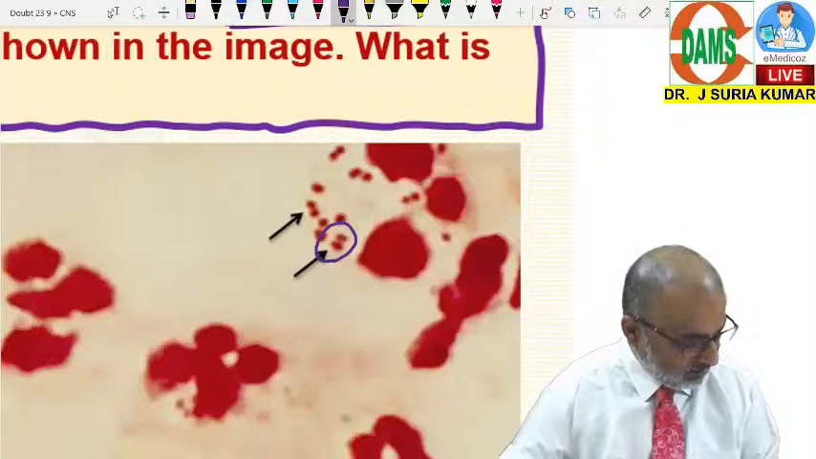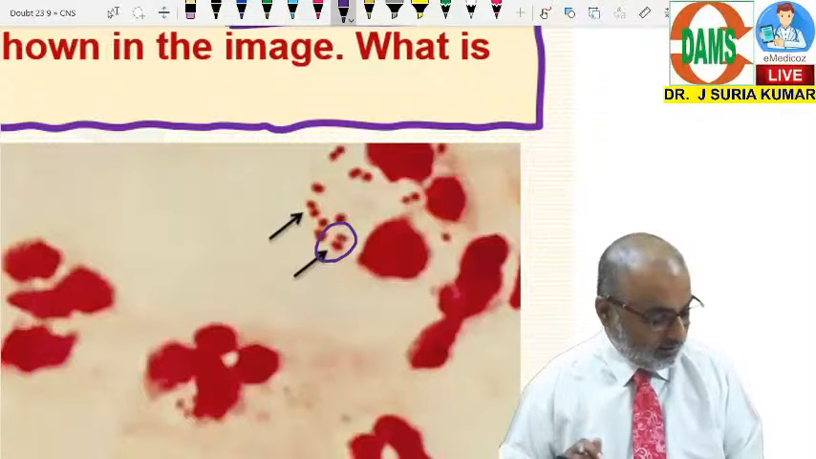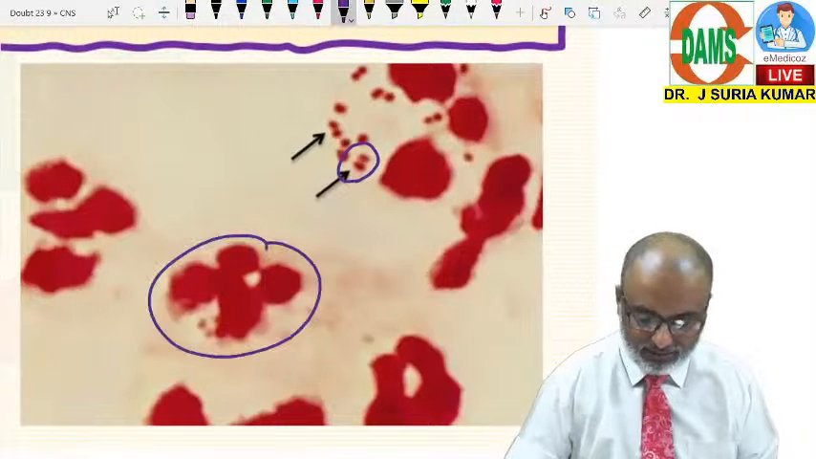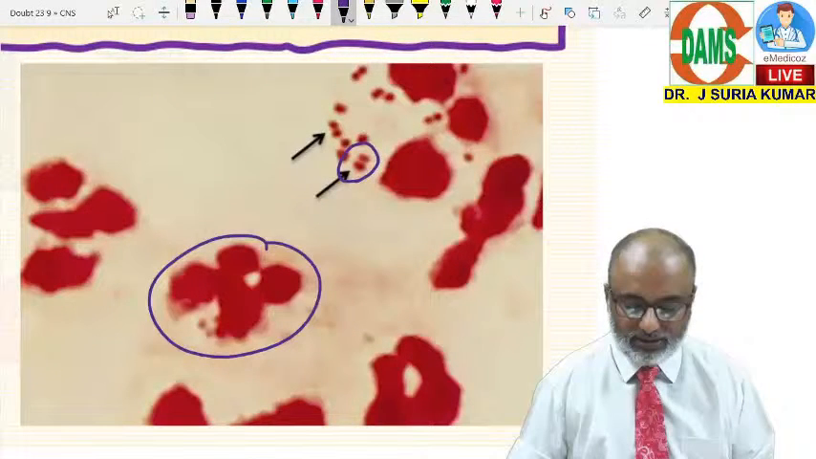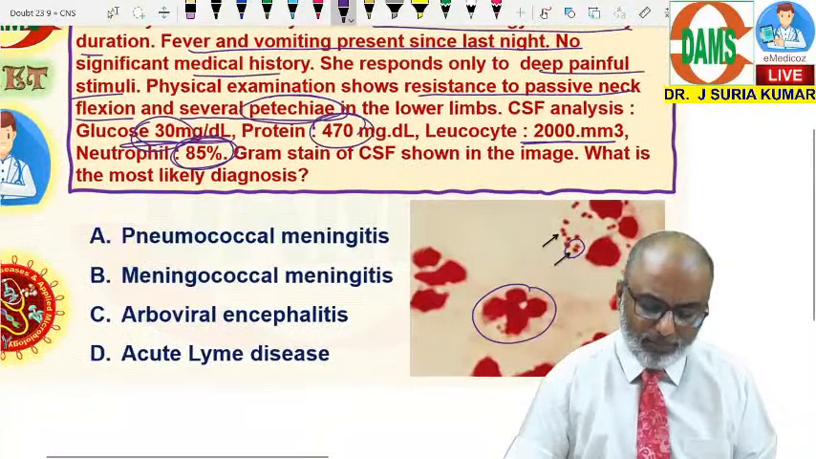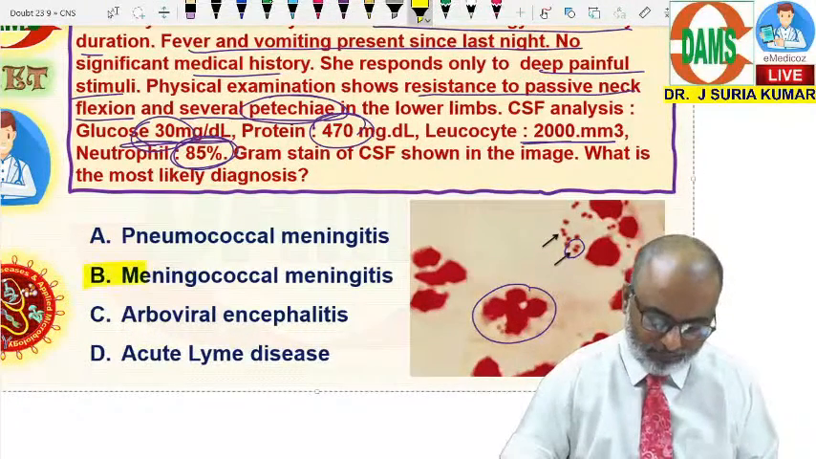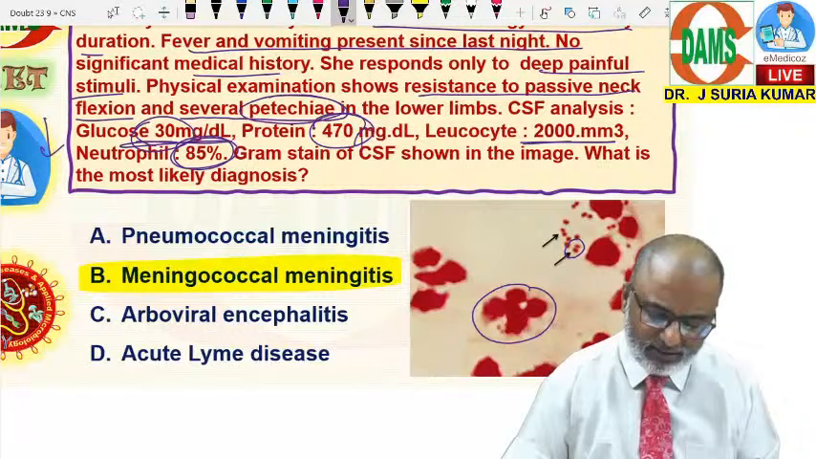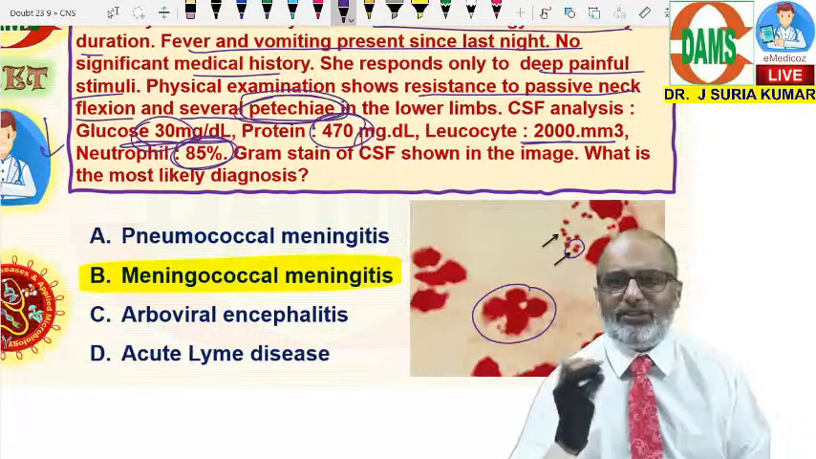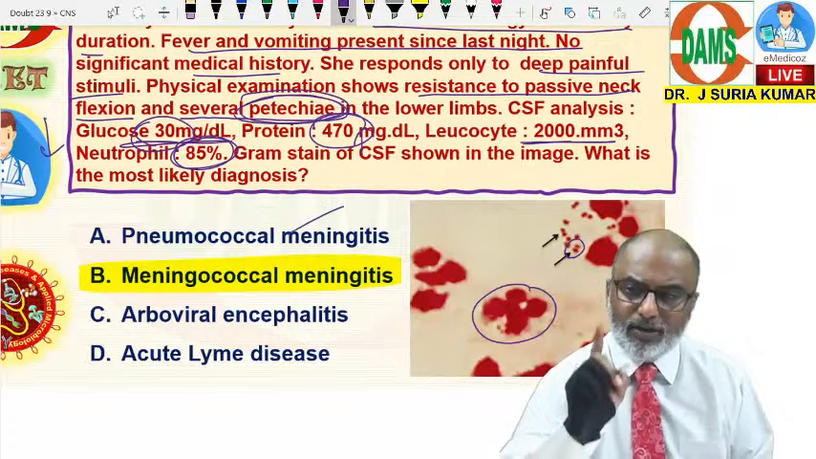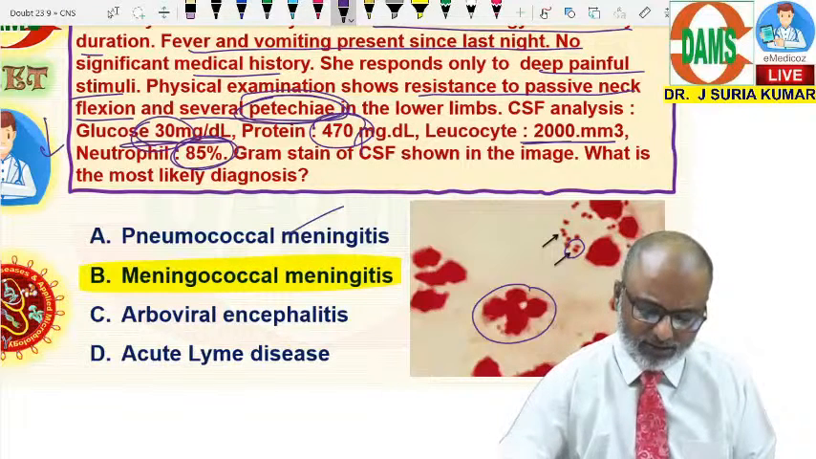Next, see the Gram stain. We have pus cells, polymorphonuclear cells, and gram negative diplococci from CSF. You can vote for meningococcal meningitis, no doubt about it. Because it's a bacterial meningitis, glucose is reduced, protein is increased, polymorphonuclear cells, and petechial rash. Pneumococci is gram positive cocci. Other findings are the same, but it won't produce a rash.